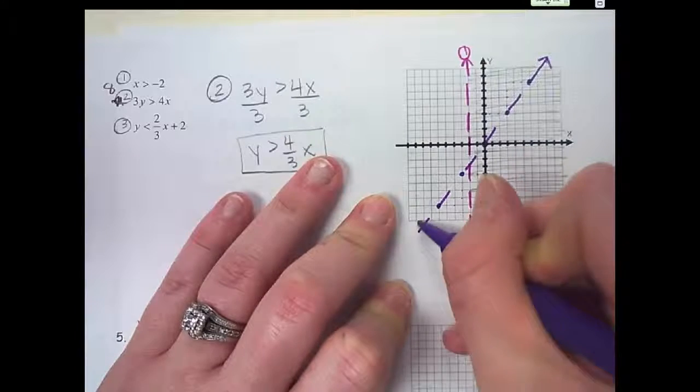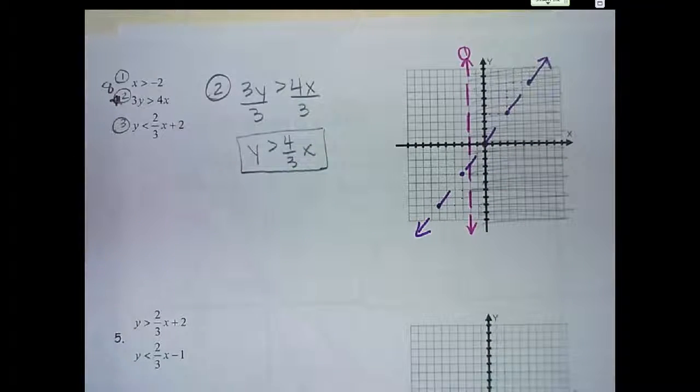Careful picking what number. You can't pick 0, 0 on the second inequality, because 0, 0 is on the line. So you can pick anything else. It doesn't matter as long as it's not on the line.